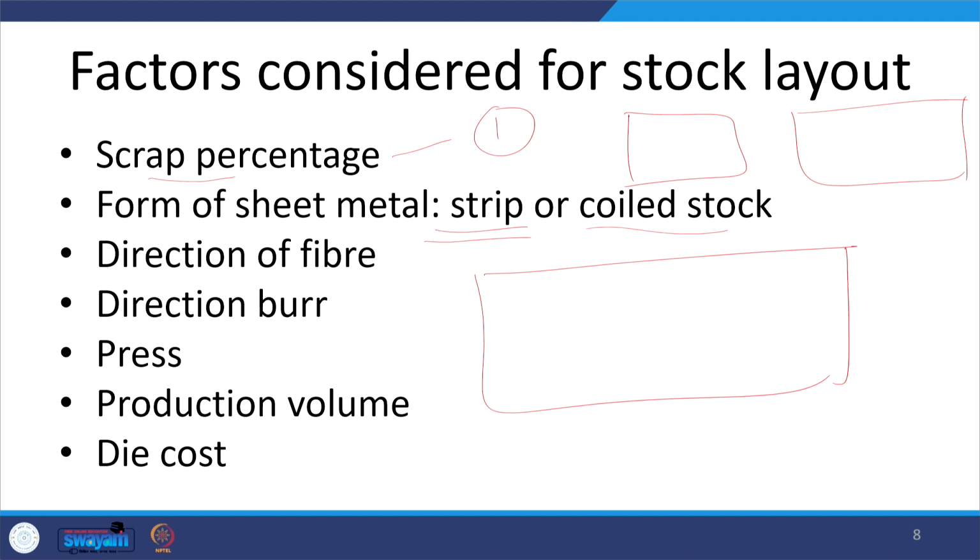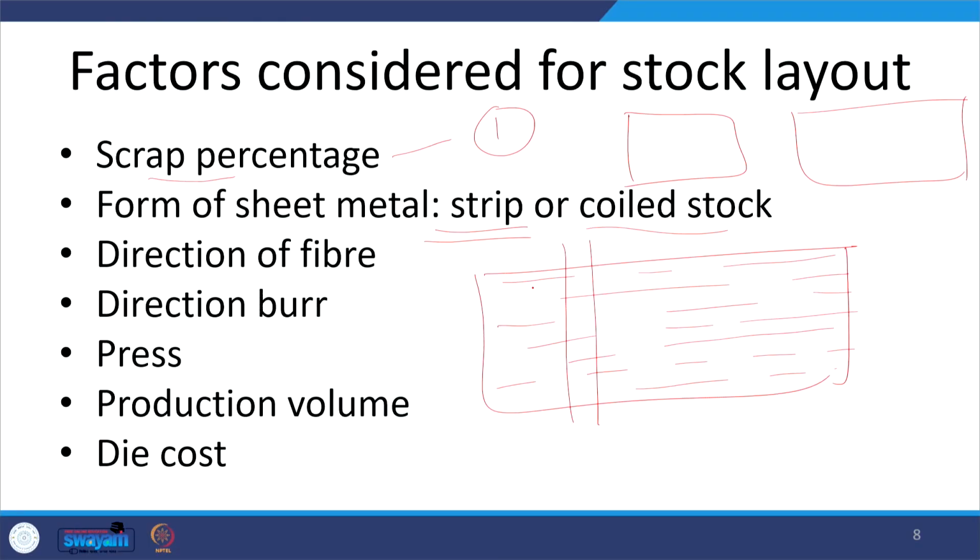Then the direction of fibers. We know that most of the steel strips are produced through the rolling process, and in rolling the grains are elongated in a particular direction. So, when deformation is carried out for sheet metal processing, for maximum strength it is required that bending is done at 90°, in the direction perpendicular to the direction of the fibers. So, whenever any condition is imposed restricting the stock layout approach, that will simply increase the scrap or reduce the material efficiency.